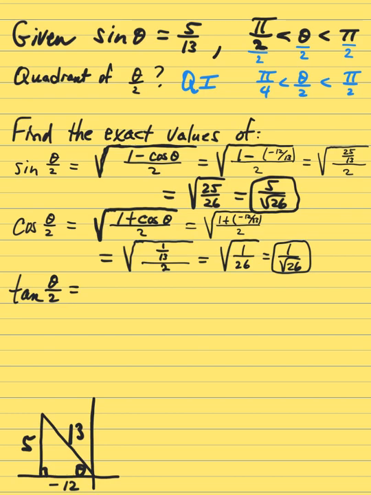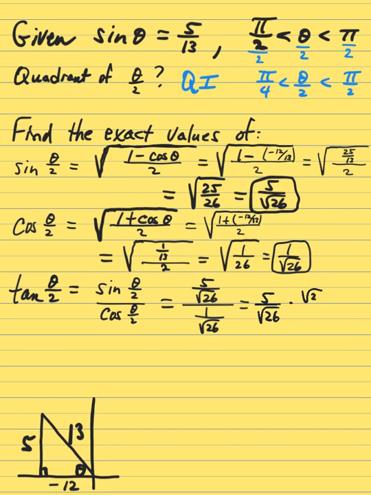Tangent of half angle, that can be solved using our first two answers. Okay, sine was 5 over square root of 26. Cosine of half angle was 1 over square root of 26. Complex fraction, so we have top times the bottom flipped. Those cancel, and we get a nice clean answer of 5.